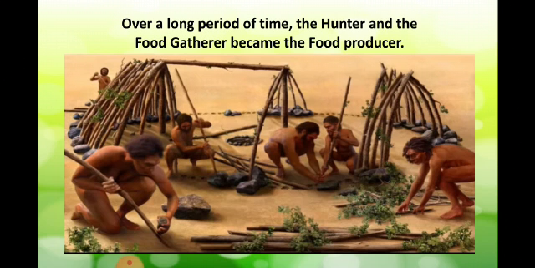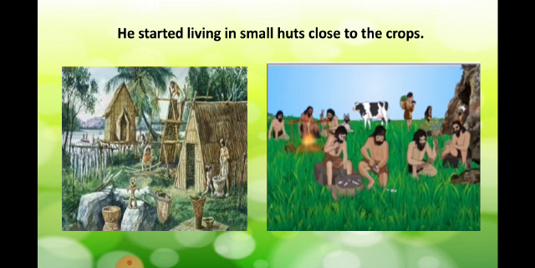Over a long period of time, the hunter and the food gatherer became the food producer. Children, did you all remember how early man became the food producer? When he started growing the crops, he became the food producer. Till that time, he used to hunt and gather the food. But after becoming the food producer, he settled in one place and started growing the crops.